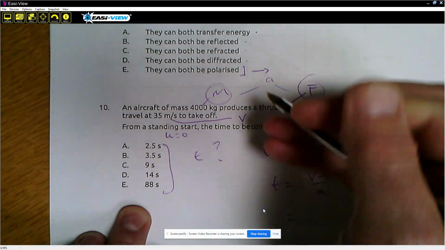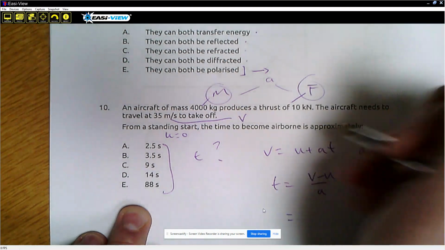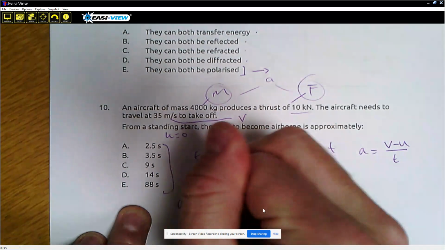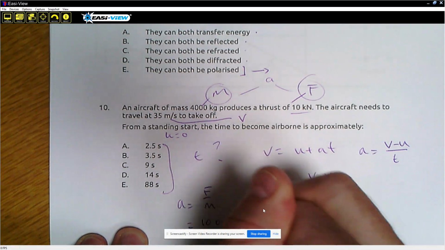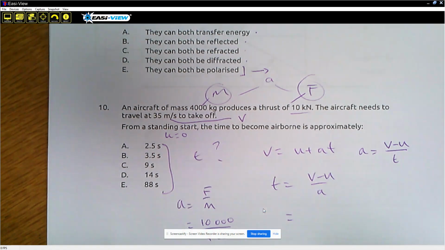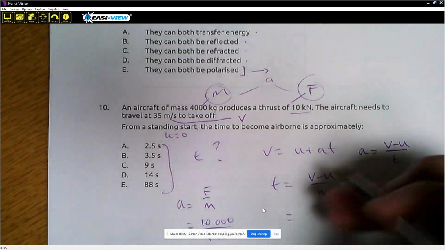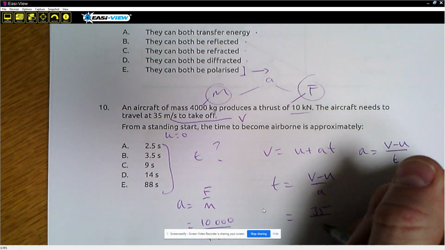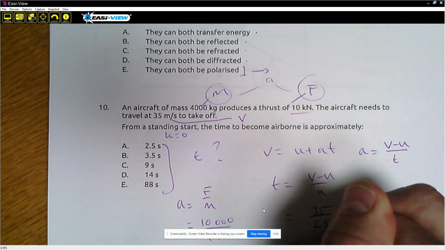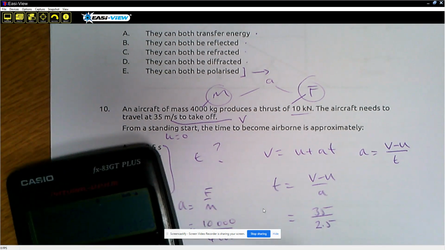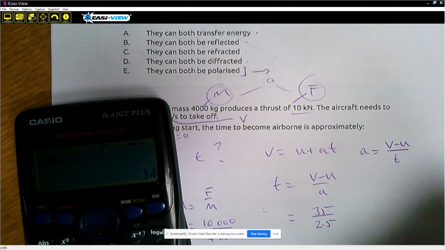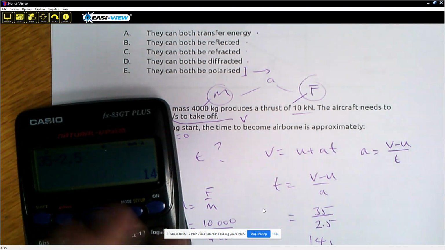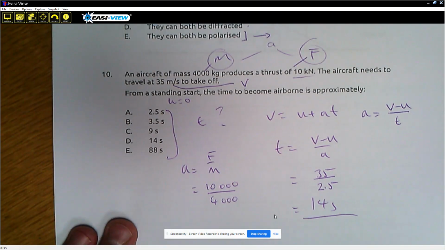But I haven't calculated the a. The a I can calculate from these two. So a is F over m, rushing a little bit. 10 kilonewtons, so it's 10,000 over 4,000, which is 2.5. And then the change is 35 meters per second divided by 2.5. So check my 2.5 is correct. Yes, it is. Then 35 divided by 2.5 gives me 14 seconds, which is D.